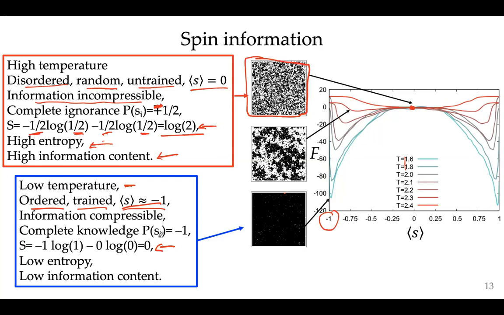So there's complete knowledge. You know that the probability for being down is 1, and the probability for being up is 0. And if you calculate the entropy, it's just 0. So the entropy being 0 means we actually know everything about the system. So it's low entropy, and that also means low information content.